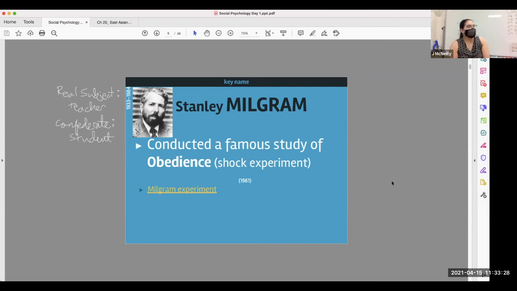So the experimenter tells you, you're going to be the teacher. We have some questions and answers. We want you to ask the questions to the student. And if he gets it right, awesome. If he gets it wrong, you need to shock him. And the shocks go from mild, moderate, severe. And each wrong answer is going to increase the level of shock.